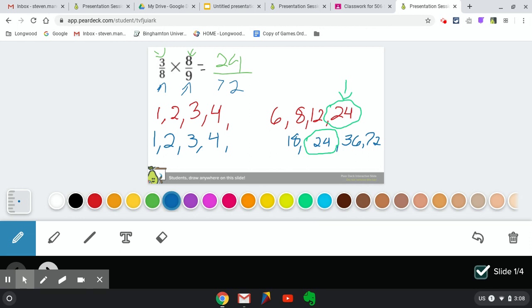So now for me to simplify this problem, I need to take that greatest common factor, which is 24, and I need to divide that into the numerator and into the denominator.